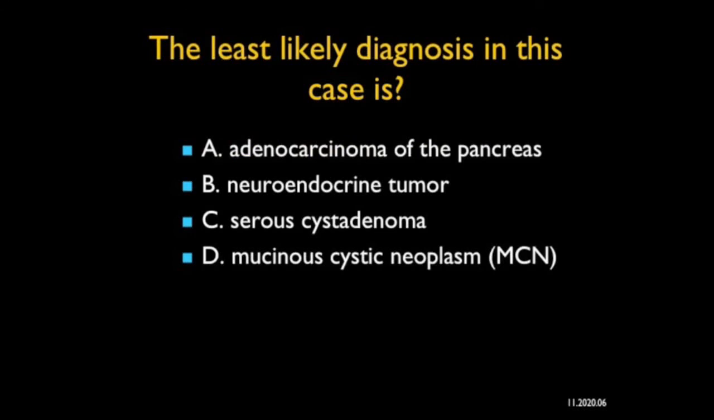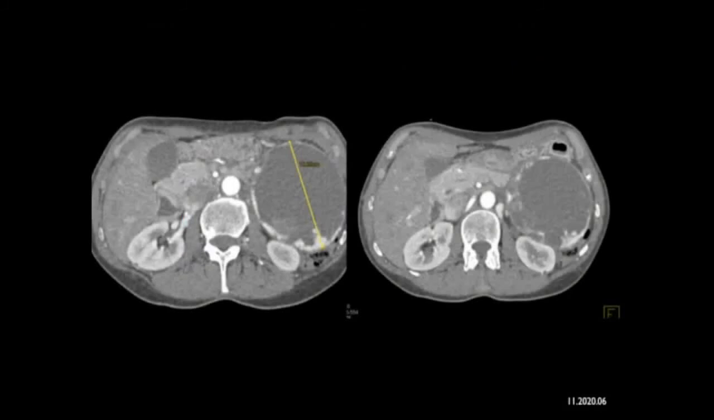The least likely diagnosis in this case: you see a over 10 centimeter cystic lesion by the tail of the pancreas. Now, one can argue and say, am I sure it's pancreas? Maybe it's spleen, maybe it's adrenal. The truth is, you could argue for that, but I didn't give you any choices but pancreatic lesions. Cystic lesion and rim enhancement, what could it be?